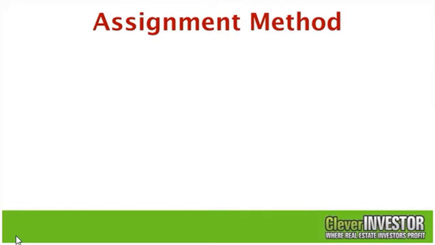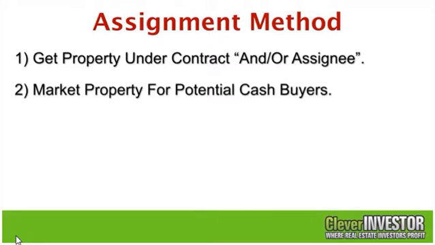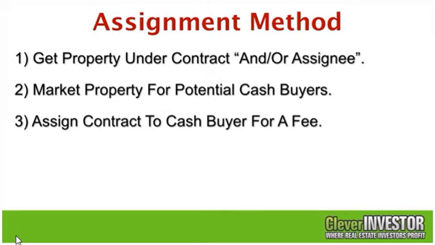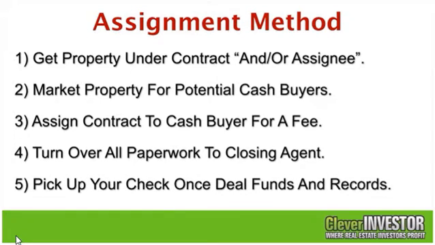So here's how the assignment method breaks down. Step number 1, get a property under contract, or an assignee. Step number 2, you market that property for potential cash buyers. Step number 3 is you assign the contract to a cash buyer for a fee using your assignment paperwork. Step number 4, you turn over all the paperwork to your closing agent. Step number 5, you pick up your assignment check once the deal funds and records. Simple, right?